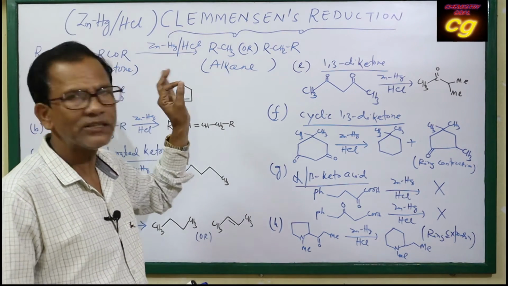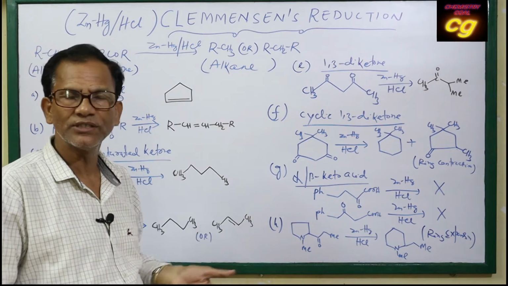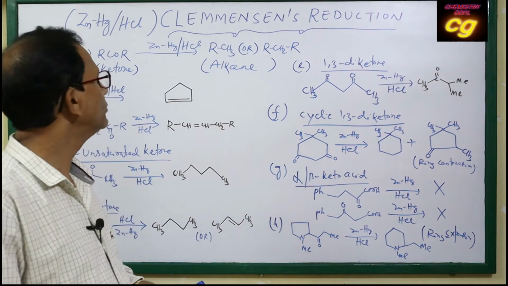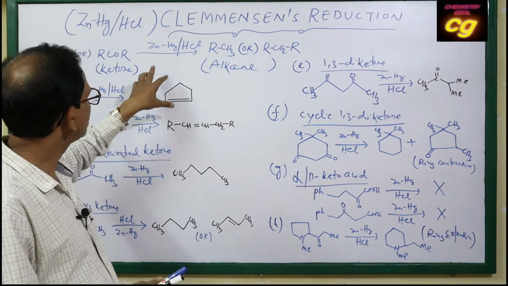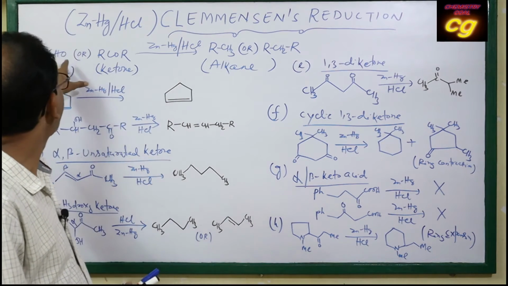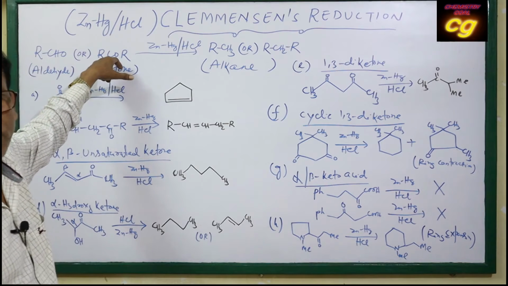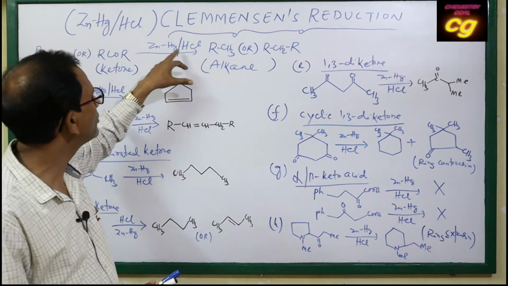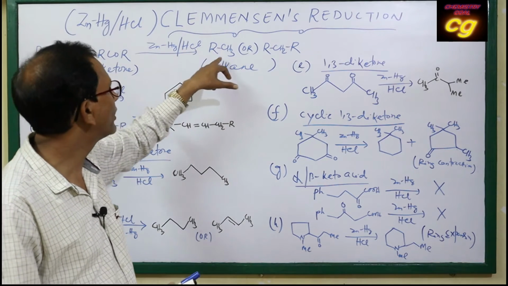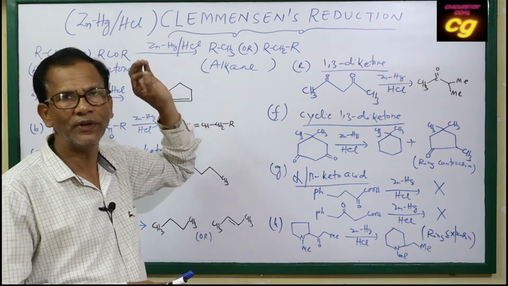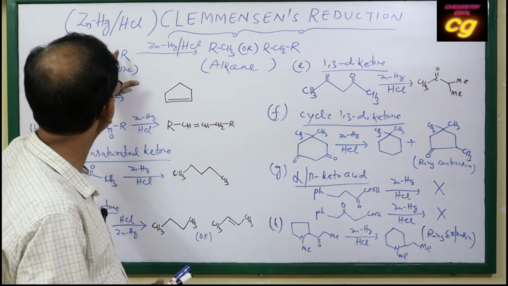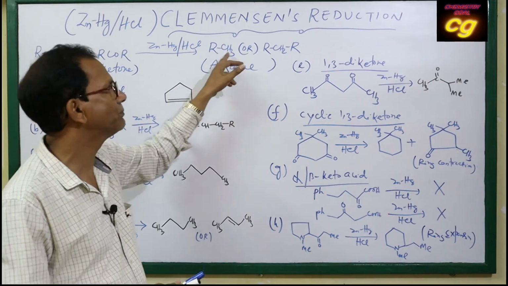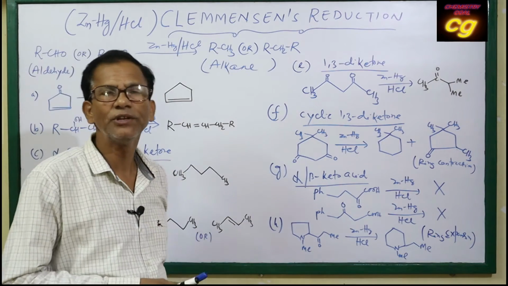So what is the basic concept of Clemmensen reduction? Already we have discussed it in the aldehyde ketone chapter in the last videos. You can also refer to that. Here the basic concept is that any aldehyde or ketone gets reduced by zinc amalgam and concentrated HCl, forming alkane. The very important concept is that the keto group gets reduced to alkane. This is called Clemmensen reduction.